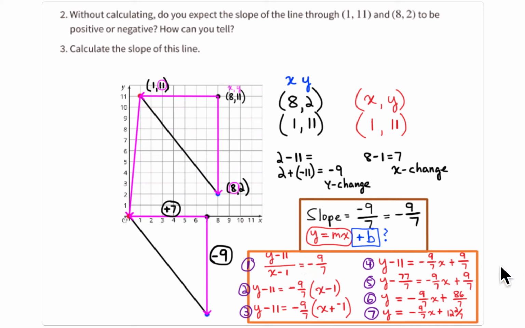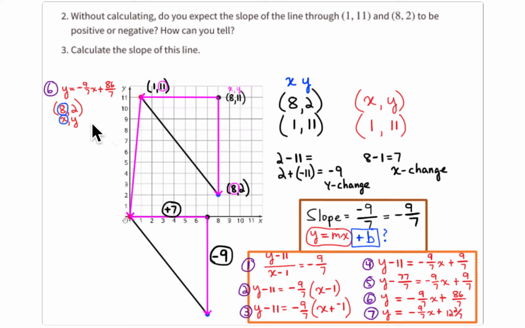All right, so let's use a value for x and see if we get the correct value for y. We can either use 1 or 8. If we use 1, we should get 11 out, or if we use 8, we should get 2. What I chose to do is use the 8 and the 2. So I'm going to use 8 as x and see if I get 2 out as an answer.